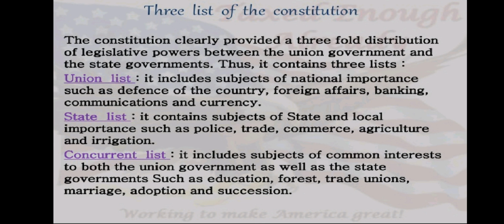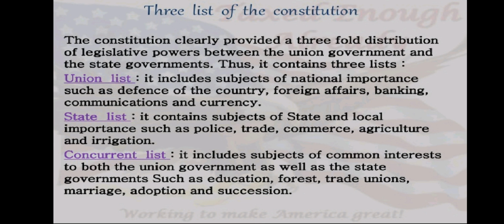If their laws conflict with each other, can it happen? Yes, it can happen. The laws which the state government is making and the laws which the central government is making can conflict. So in that situation, the law made by the union government will prevail. That's why I said holding together federation. Here, central government is more powerful.